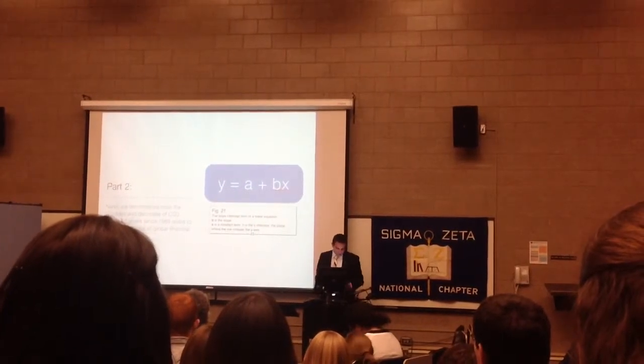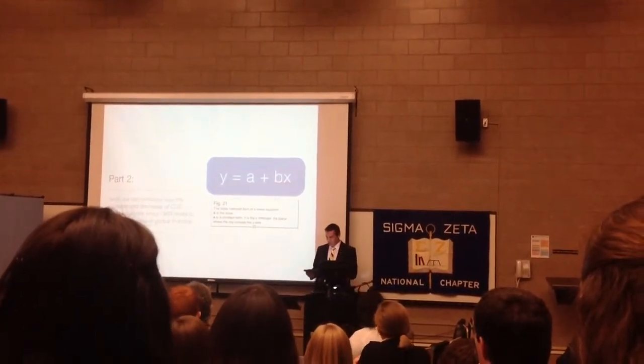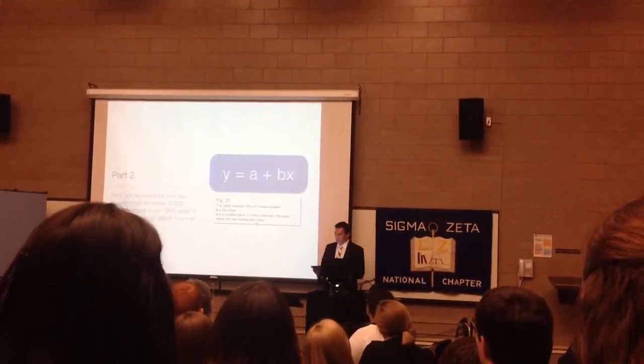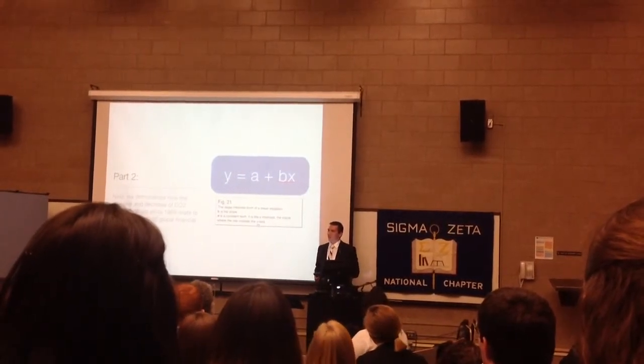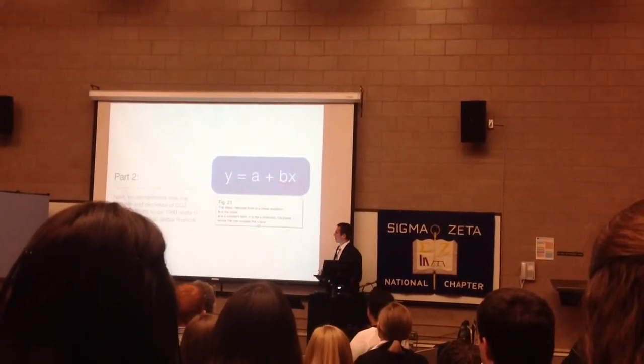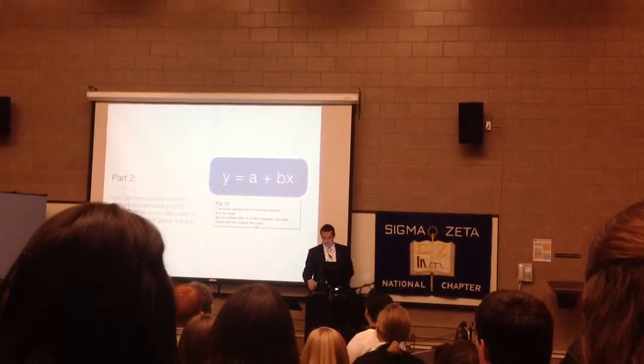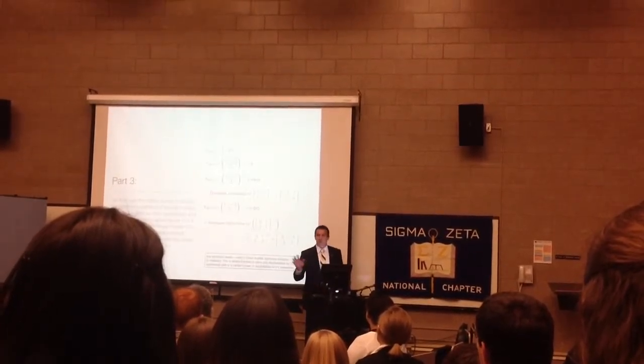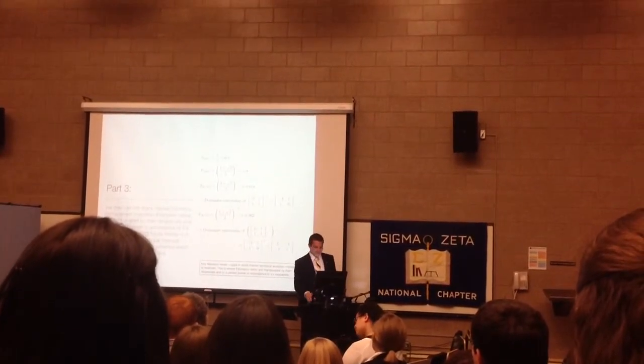Part 2, next we demonstrate how the increase and decrease in CO2 emission levels since 1969 relate to the performance of global financial markets. We did this by using this slope-intercept equation later. And I'm going to explain all this better when I go into the data.